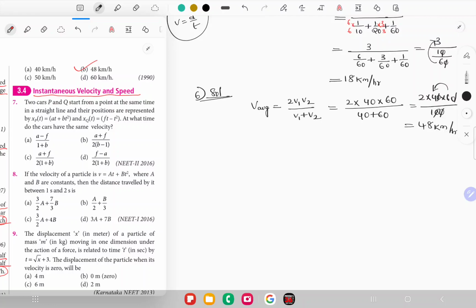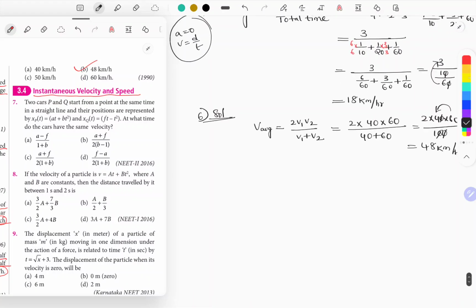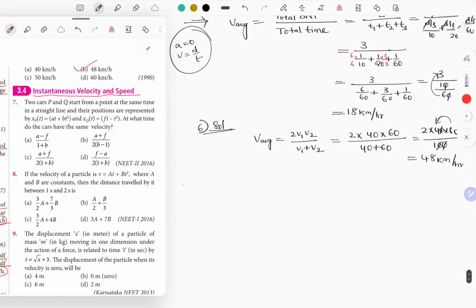So the next concept is instantaneous velocity and instantaneous speed. The meaning of instantaneous velocity is velocity at a particular instant of time. Instantaneous velocity means velocity at a particular instant of time.